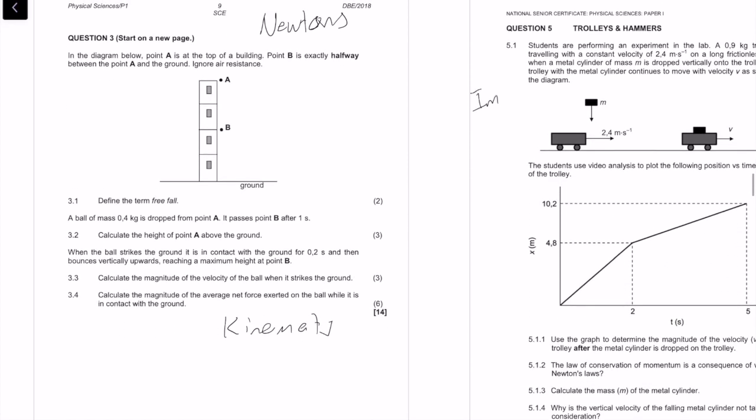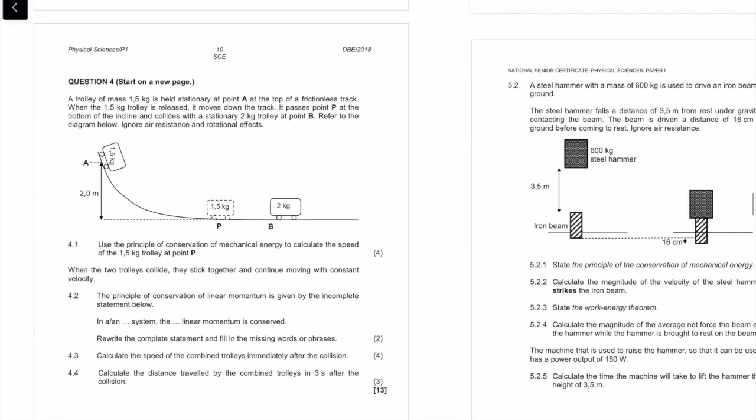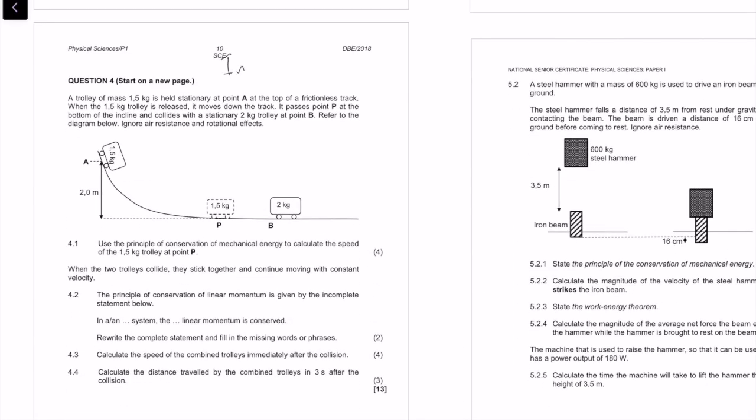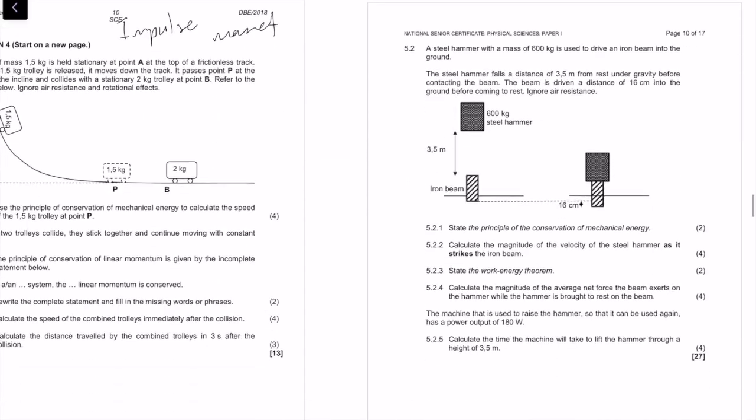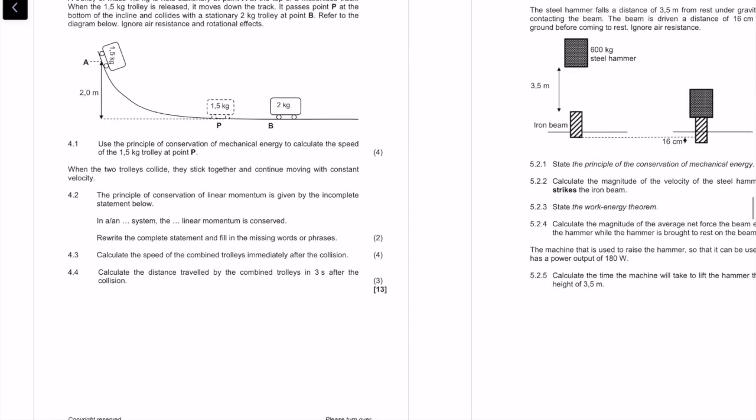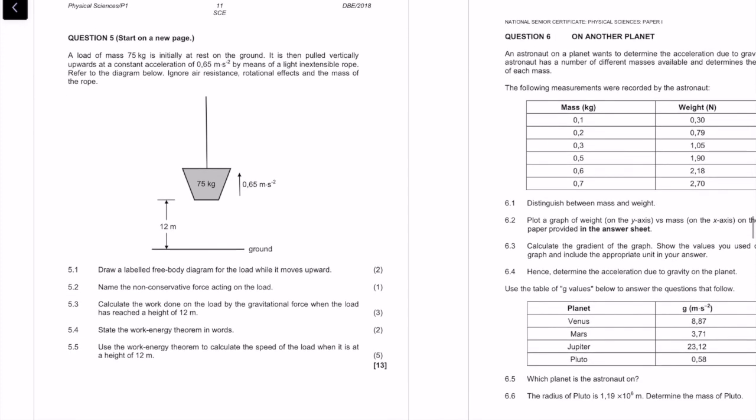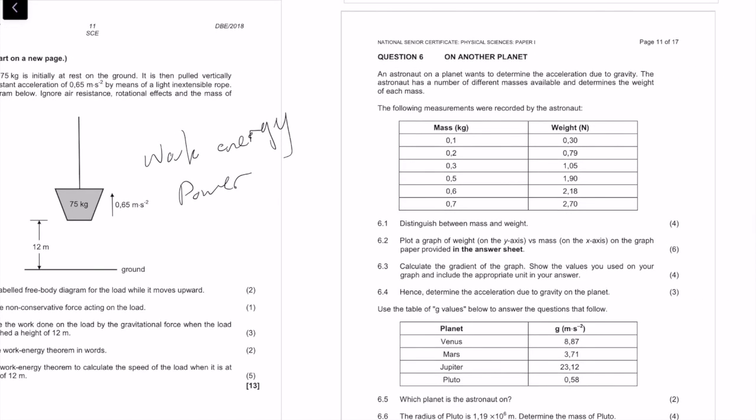Here we have some impulse and momentum. If we keep going, here we have more impulse and momentum. On the left-hand side, the IEB's question 5 also continues with the momentum and impulse ideas, and question 4 for the DBE was also on that. Once again, we have free body diagrams, and some work, energy and power showing up. On the IEB side, question 6 is on fields, or gravitational fields, or just fields in general.